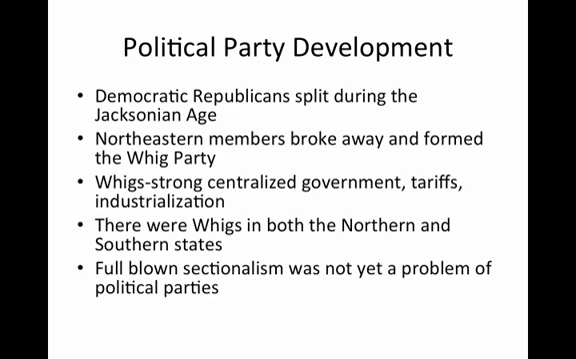Political party development. During this time period, a number of political parties began to form. The Democratic Republicans split during the Jacksonian Age. The Northeastern members broke away and formed the Whig Party. The Whigs believed in a strong centralized government, tariffs, and industrialization. Notice that this harkens back to the tradition of the Federalists. There were Whigs in both the northern and southern states. This was able to stave off extreme sectionalism that would eventually lead up to the Civil War. Full-blown sectionalism was not yet a problem of the political parties and wouldn't become a problem until about 1856.